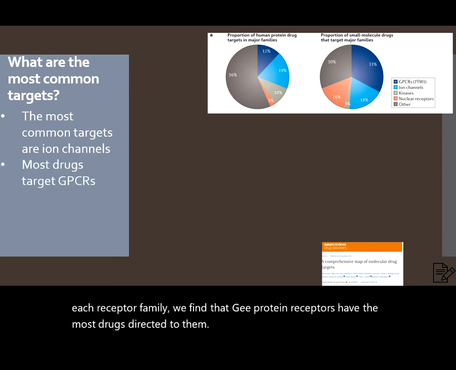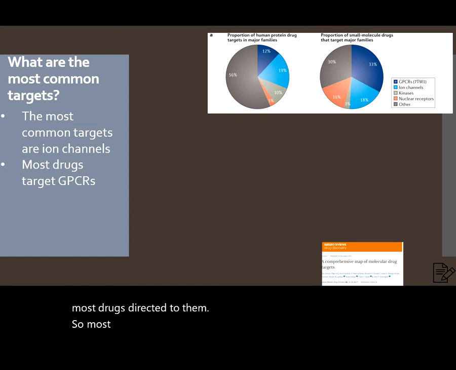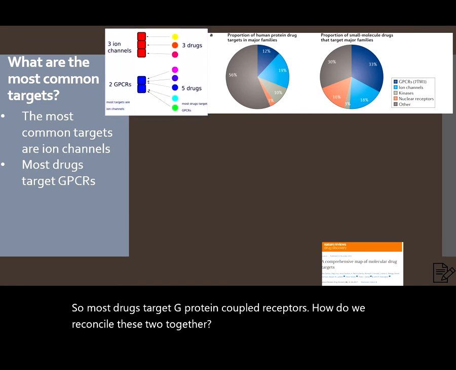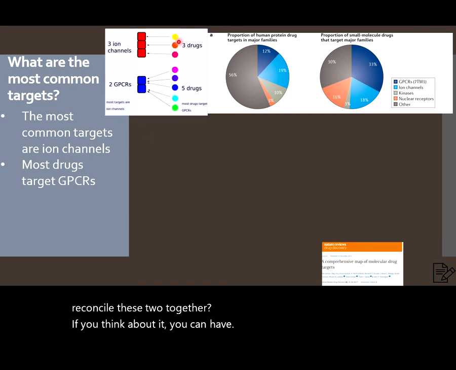So most drugs target G protein coupled receptors. How do we reconcile these two together? Well, if you think about it, you can have 3 drugs against 3 ion channels. So in this case, most targets are ion channels.